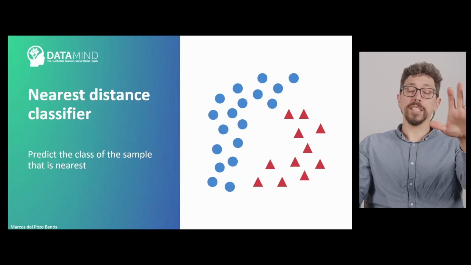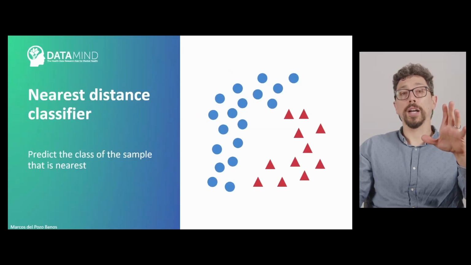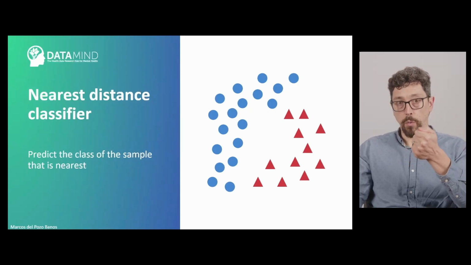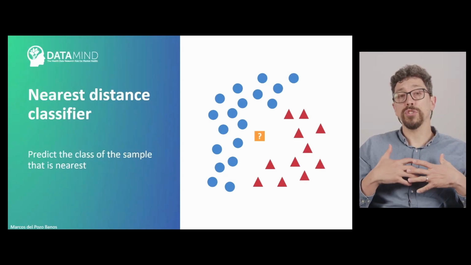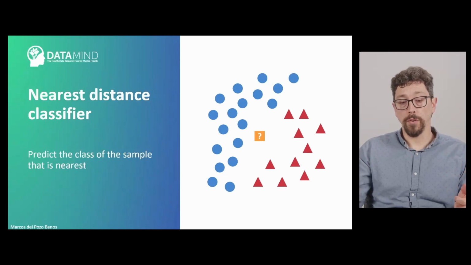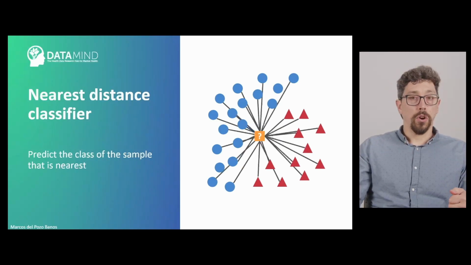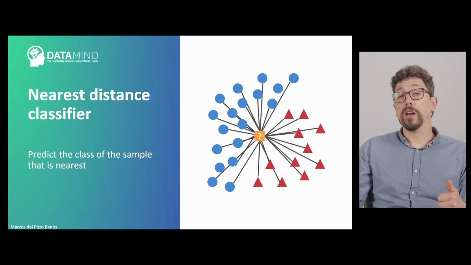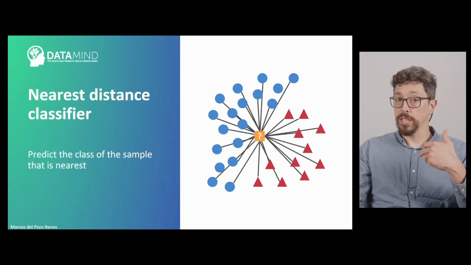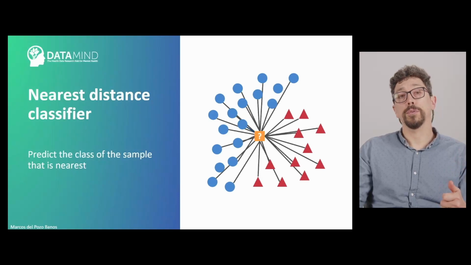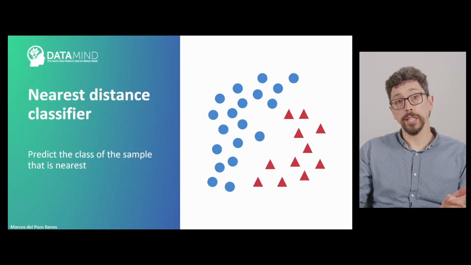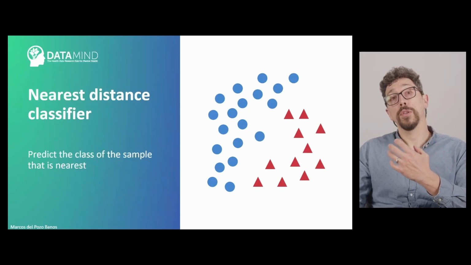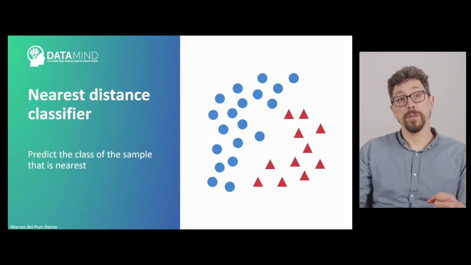So imagine that this is the type of data that we see during training. We have circles and triangles, and then we receive a new sample that we want to evaluate. As I said, the first thing we need to do is to calculate the distance between this new sample and all the samples that we see during training, identify the sample that is nearest to it, and then we can assign the class of that sample to the evaluated sample.